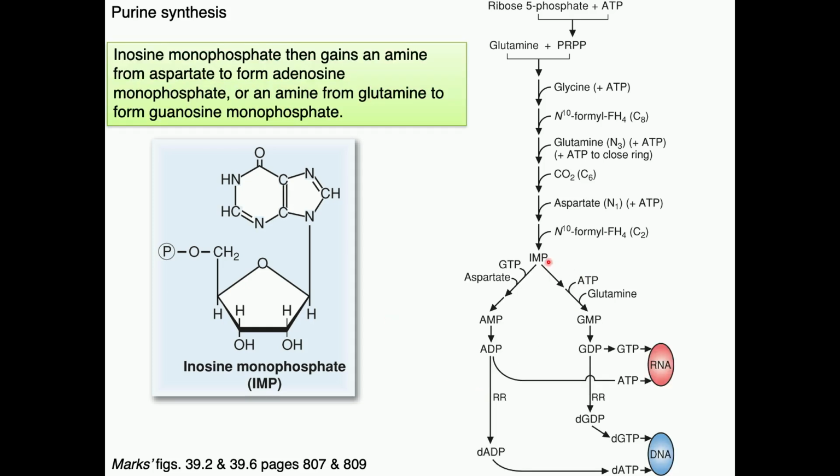Okay, so once inosine monophosphate is generated, that can take nitrogen in two different ways from two different sources to make either adenosine monophosphate or guanosine monophosphate. So let's consider the generation of adenosine monophosphate from inosine monophosphate first. And I have a question that's going to lead into that.